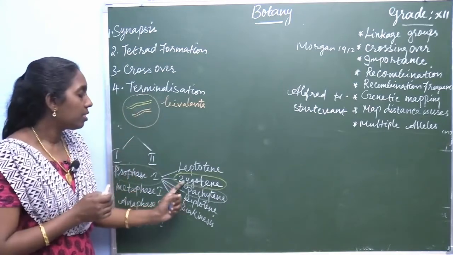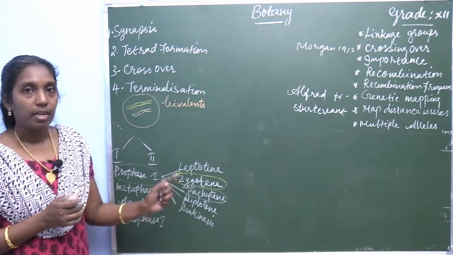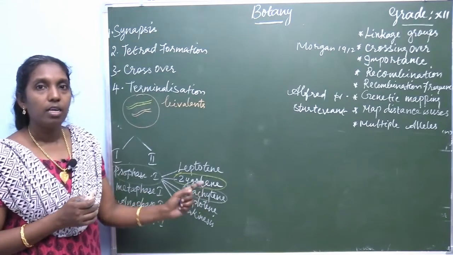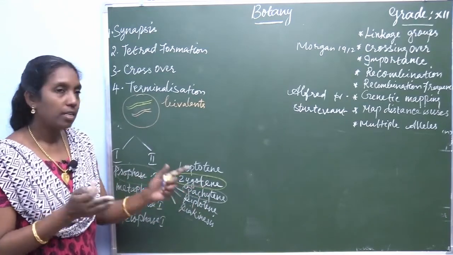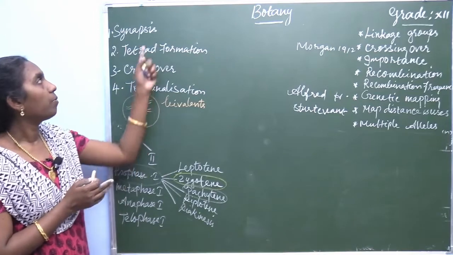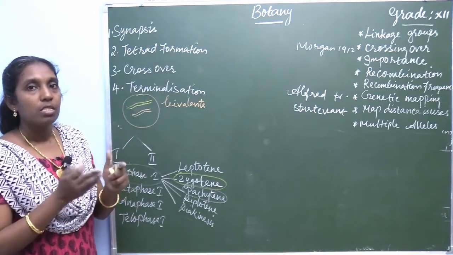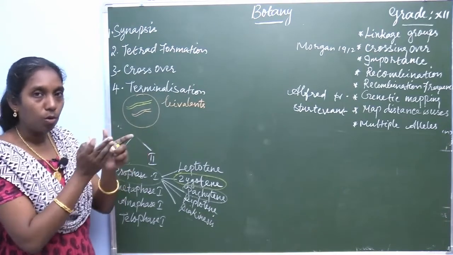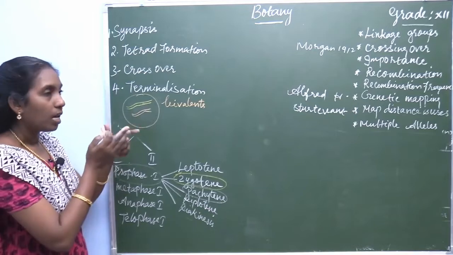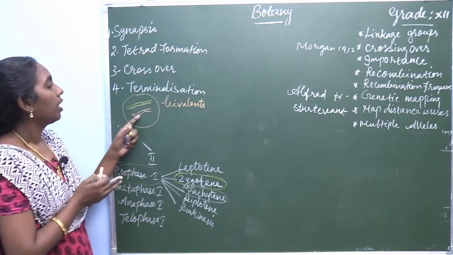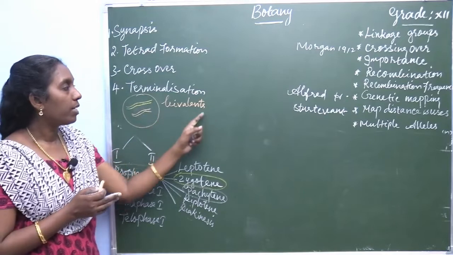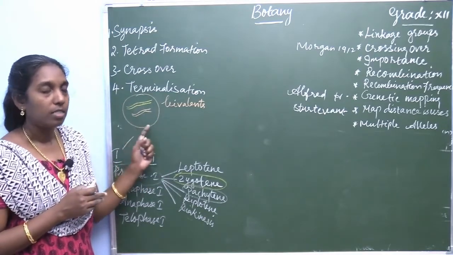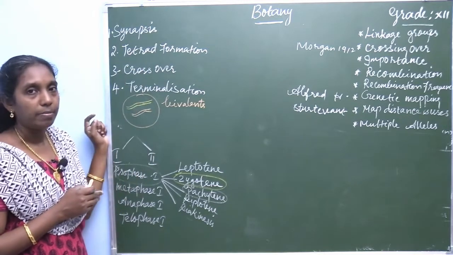Pairing begins in the zygotene stage of prophase 1 of meiosis. This initiation of pairing is called synapsis. The homologous chromosomes align together very closely, and now they are called a bivalent. So bivalent formation occurs during synapsis.